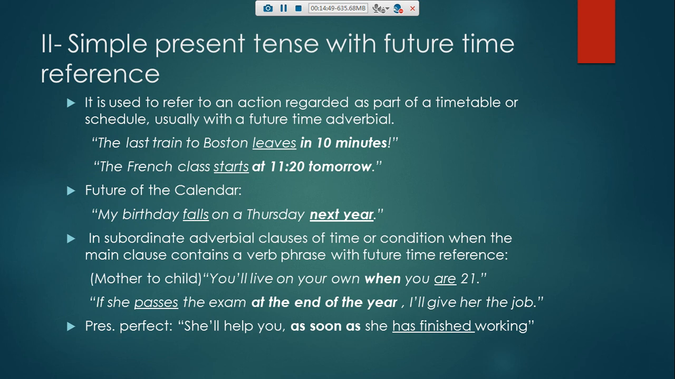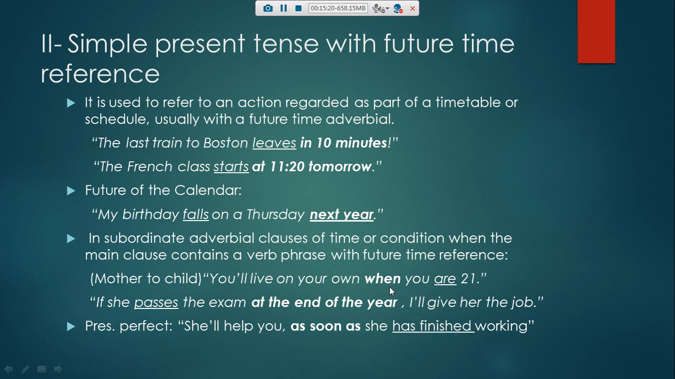In subordinate adverbial clauses of time or condition, when the main clause contains a verb phrase with future time reference. This is a very important use, and sometimes it is difficult for Spanish speakers to understand it. So, for example, "are" in "when you are 21" has future time reference. Why? Imagine a mother tells her child, you can live on your own when you are 21.